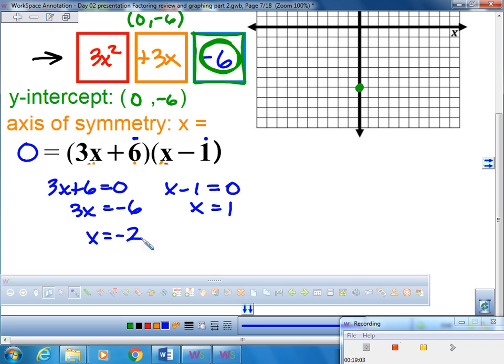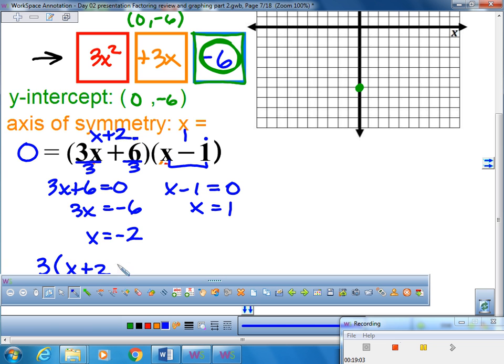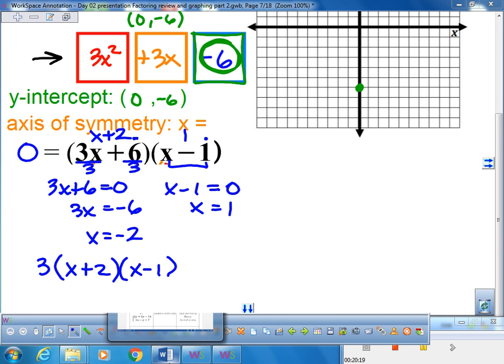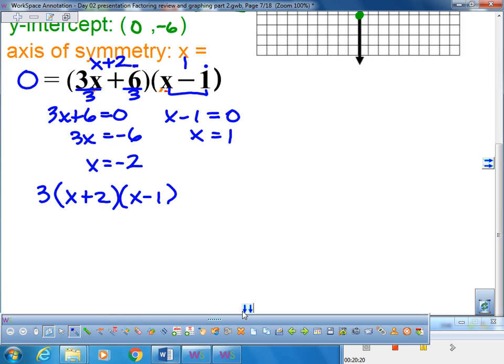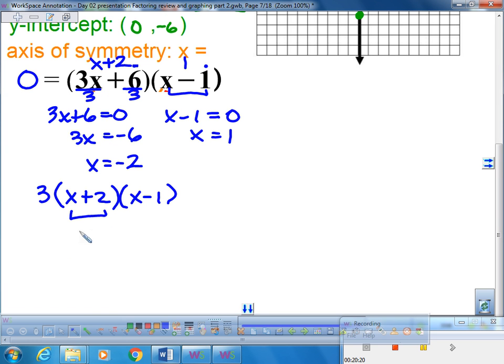Or you could say, what's the difference between x and 1? 1. I don't want to know 3 x's, I just want to know 1 x, so I'm going to divide by 3. Right? Or I could have rewritten this, I could have pulled the 3 out and got 3 times x plus 2, x minus 1, and then I know that my zeros are negative 2 and 1. Lots of different ways to look at it. Okay.